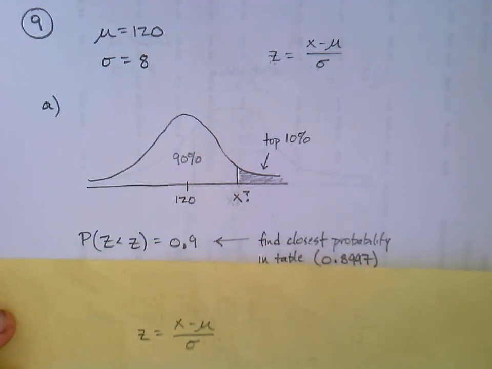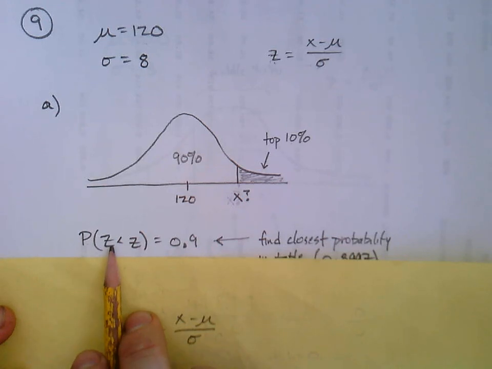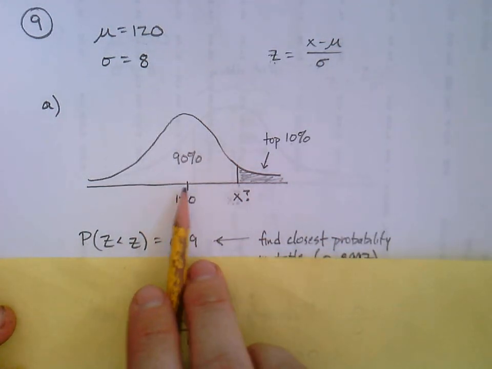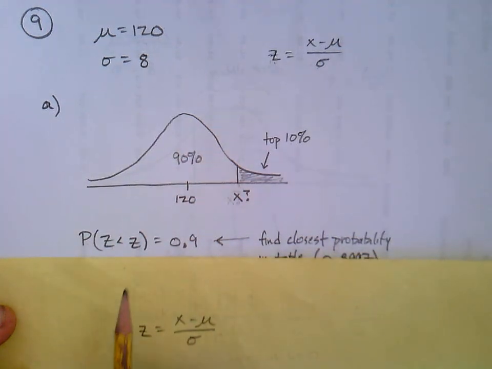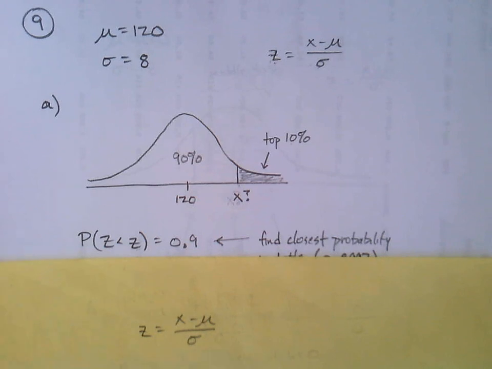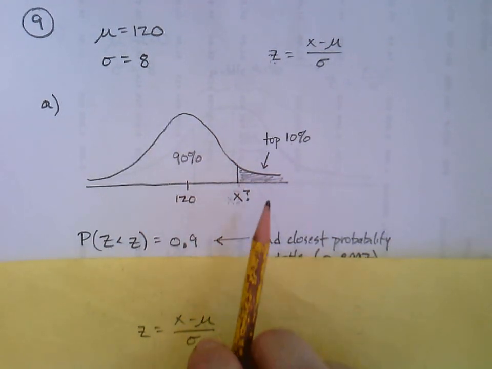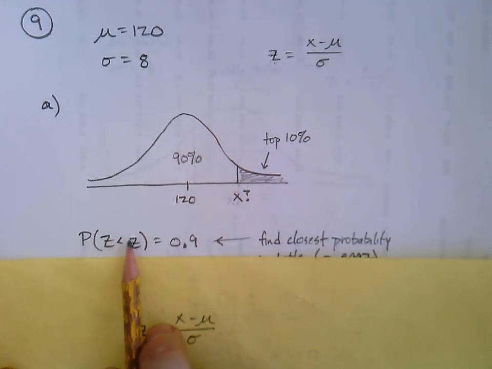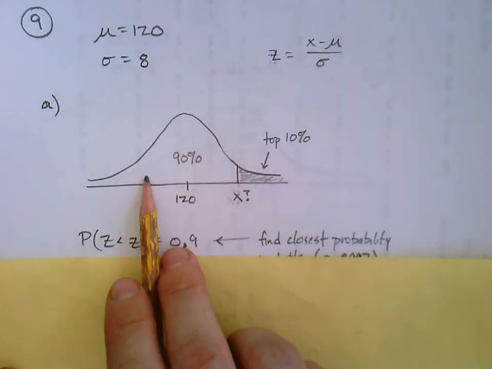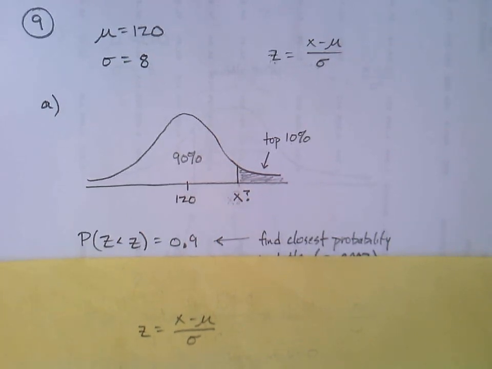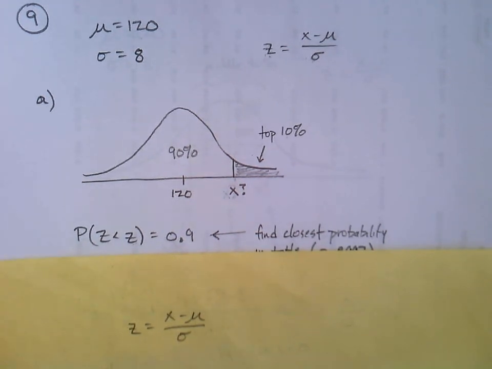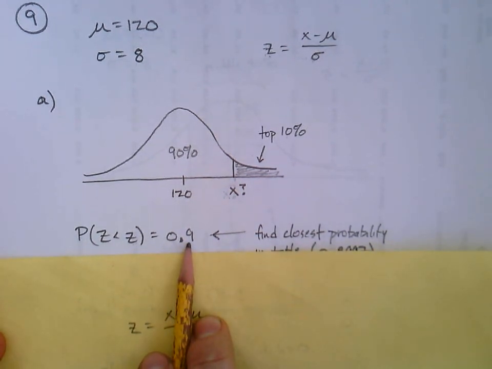So we can think to ourselves, okay, what's the z-score that would designate the 90%? So the probability that z is less than z equals 0.9. And there's kind of a complement happening there, right? Because we could say the probability that z is greater than z equals 0.1, but that's equivalent to saying z less than z equals 0.9. At this point, we're going to use our table backwards. We're going to try and find 0.9.